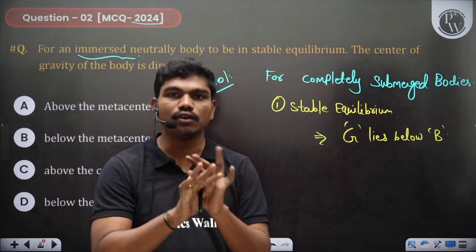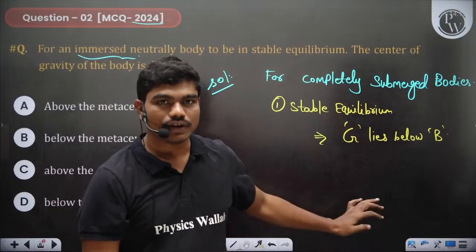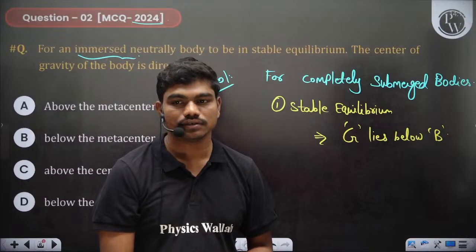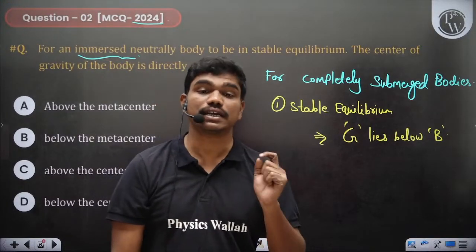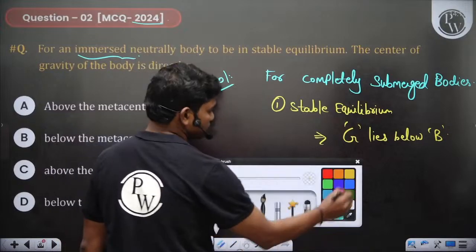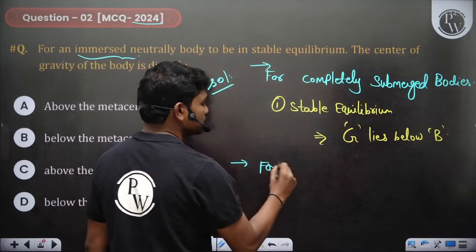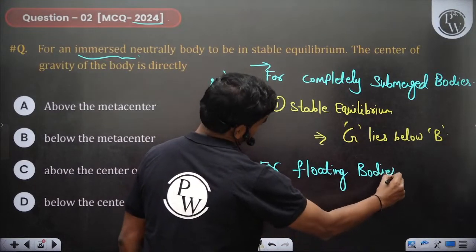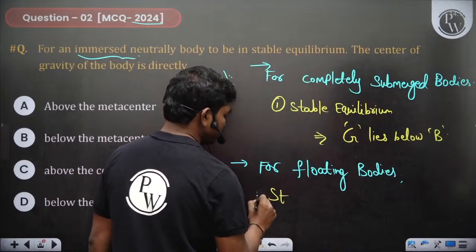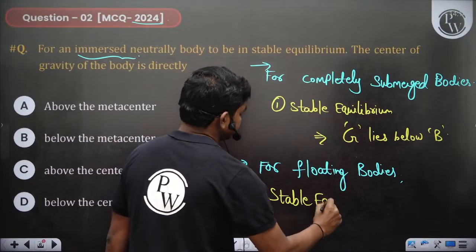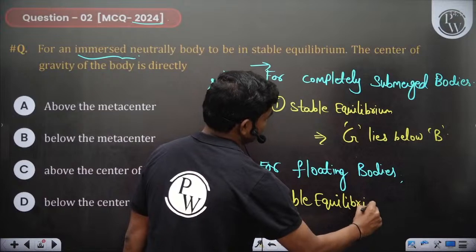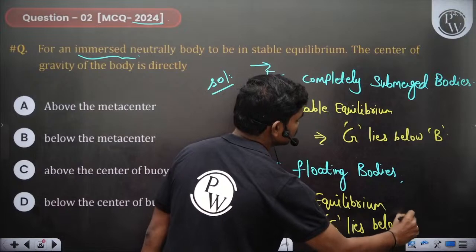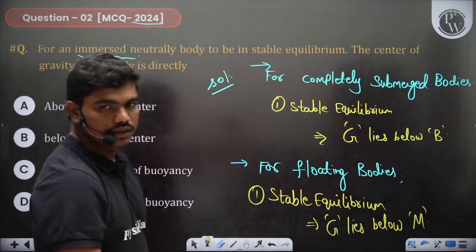If the body is floating, okay, not immersed, then for stability G should lie below what coordinate? Anyone? M. Okay, उस टाइम पे मेटा सेंटर पे डिपेंडेंट होगा. ठीक है, so for partially submerged or floating bodies, stable equilibrium implies G lies below meta center, okay, which is the instantaneous center of rotation of the body. Clear? Good. So M, badhiya.